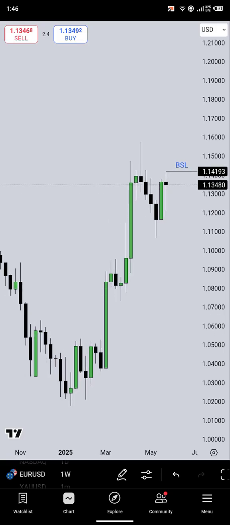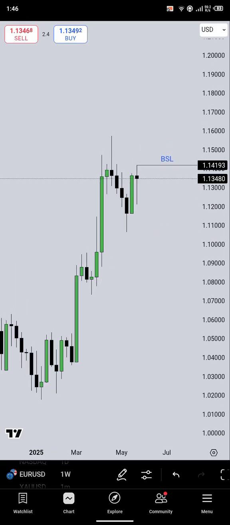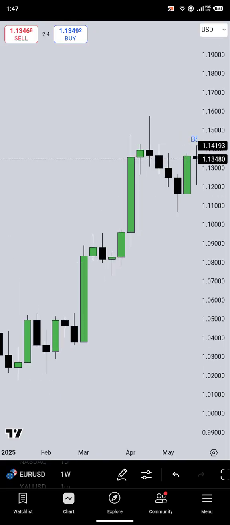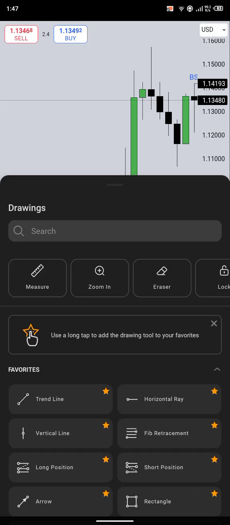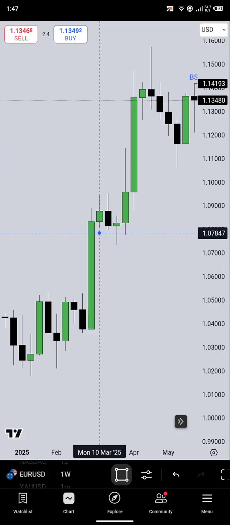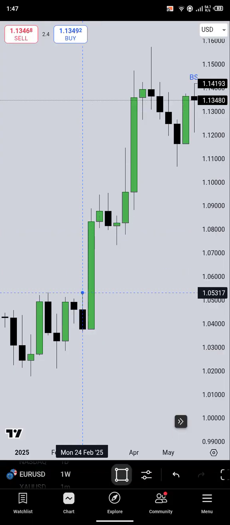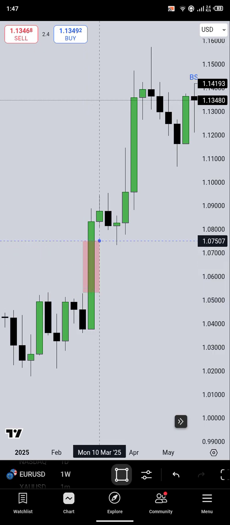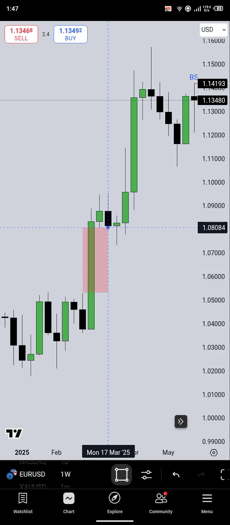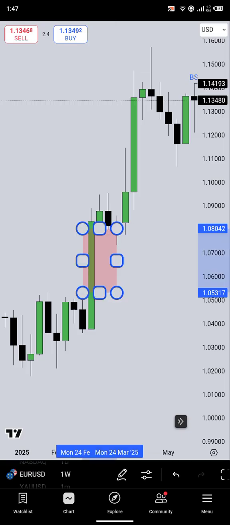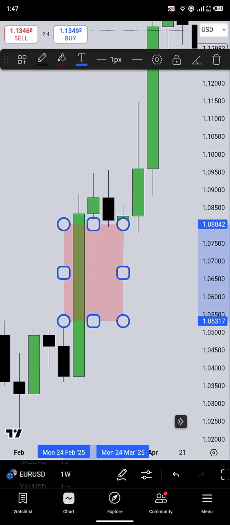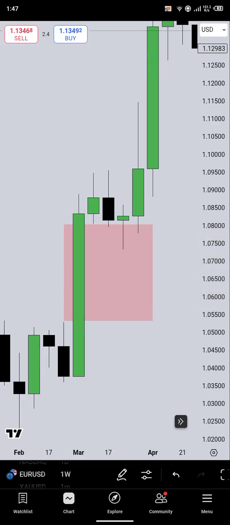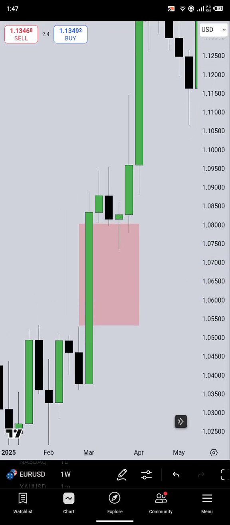So now on this weekly chart we see that after this massive move, wait, let me mark that out so that you guys can see it. After this massive move, this gigantic bullish candle, price created a gap. Price left an imbalance here.